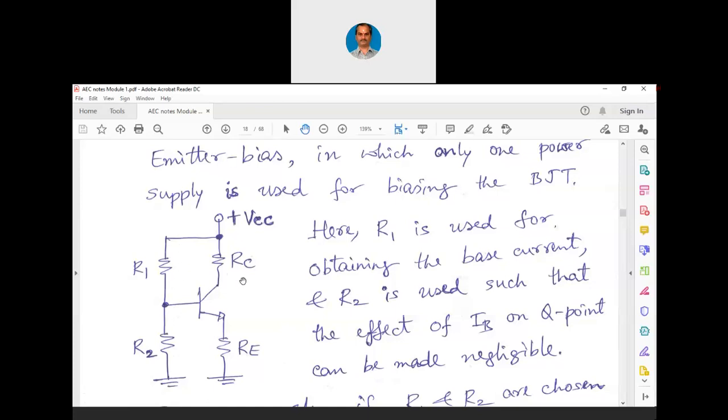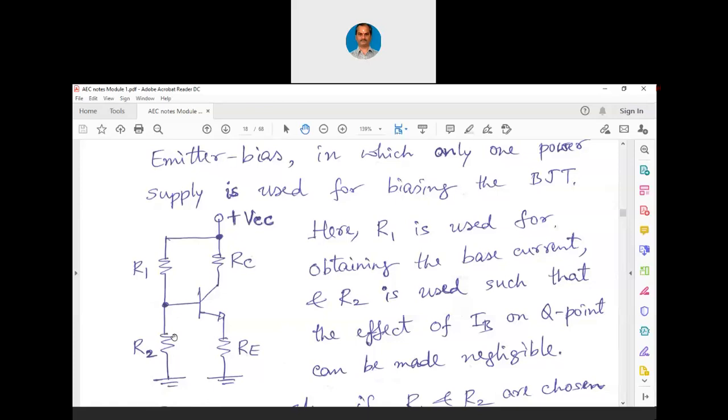Now, why is this called voltage divider bias? Because at the base we are using a voltage divider network using R1 and R2. That is why this is called voltage divider bias. Sometimes they call it potential divider bias also. We simply use a short form called VDB. VDB means voltage divider bias. So remember these three things. Base bias is also called fixed bias. Emitter bias is also called self bias.